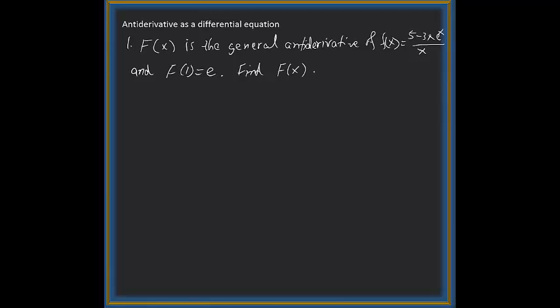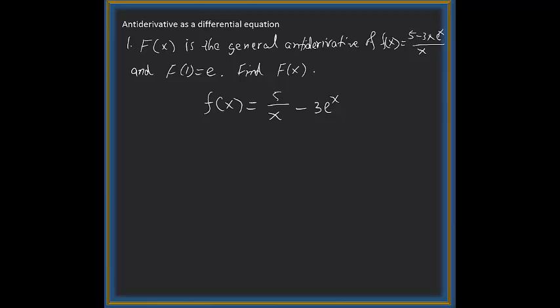Antiderivative as a differential equation with particular values. So we are given uppercase F of x as the general antiderivative of a given function f of x equals (5 minus 3x e to the x) over x. And also given F of 1 is e, we need to find the function uppercase F of x.